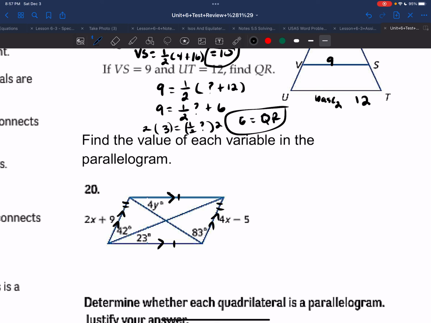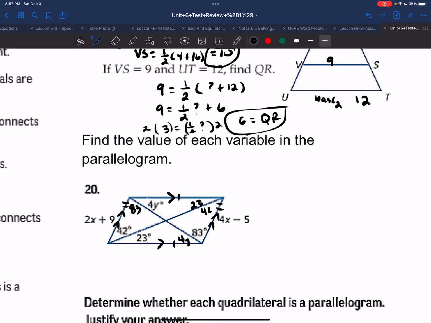Because this is a parallelogram, we have parallel lines cut by a transversal. So these are the parallel lines I'm looking at, and this is my transversal. Here's 83. So the opposite of 83 is going to be here. So 83. And since this is 4y, I have to put 4y here because these are alternates, right? Alternate interior angles. And then I have to put 42 here and 42 here, because again, alternate interior angles are going to be your best friend. And then since this is 23, that has to be 23.